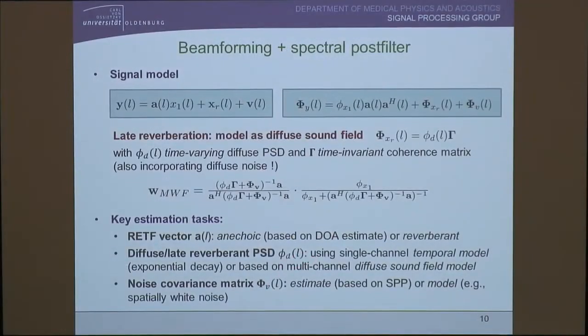What I didn't stress, but mentioned in the beginning of the talk, is that all of these variables or parameters are time varying. So in all of them, in the notation, there's still an l, this frame index. They can vary over time. We can have, of course, moving sources. Obviously, the diffuse sound field is still time varying, at least the PSD is time varying. And also the noise covariance matrix can, in principle, definitely be time varying.